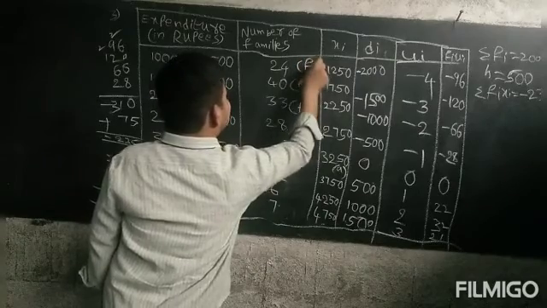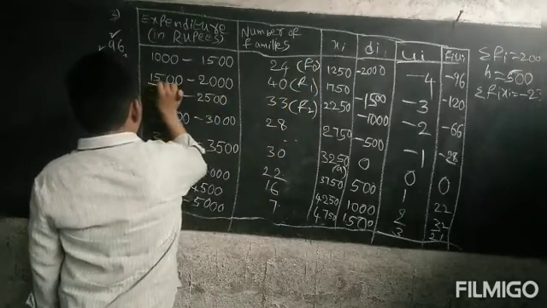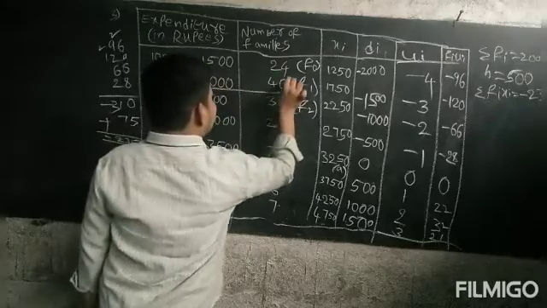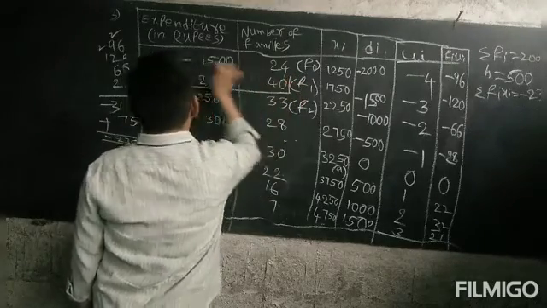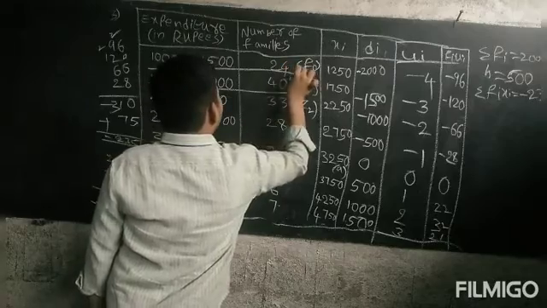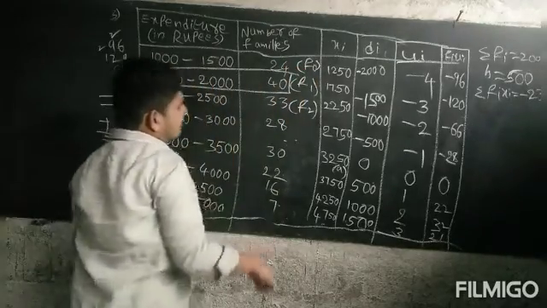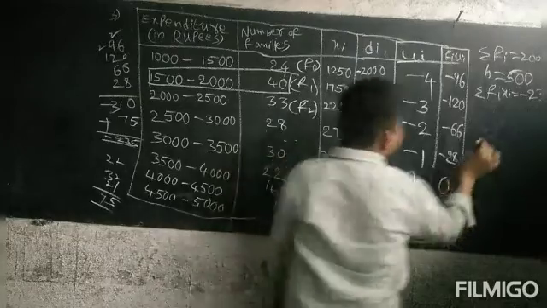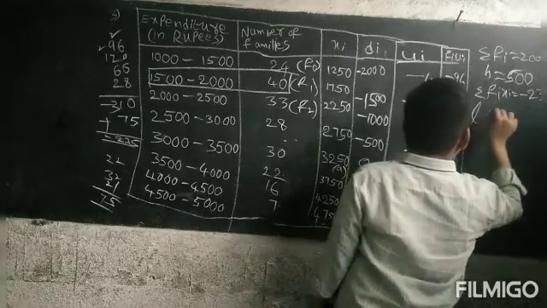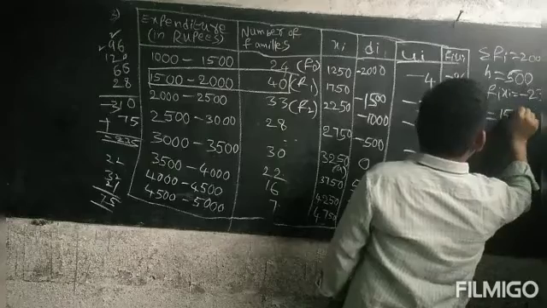Okay, now this is the Maracas, and the frequency is known as Maracas. So it is equal to 1500.